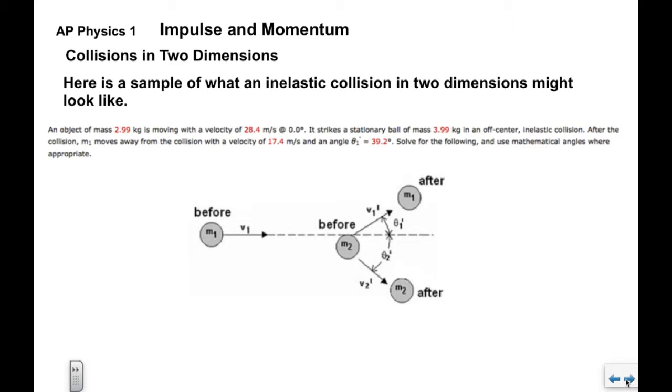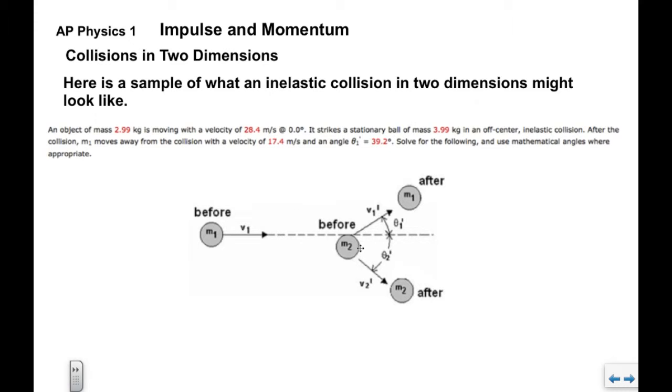So here's a sample of what a two-dimensional collision might look like. This looks like something you might see on a pool table. We're given object mass m1 here. We're given its initial velocity. We're also told that it's at 0 degrees mathematically, which means it's moving to the right. There's a stationary target ball. It's got a different mass, m2. We've got an off-center inelastic collision.